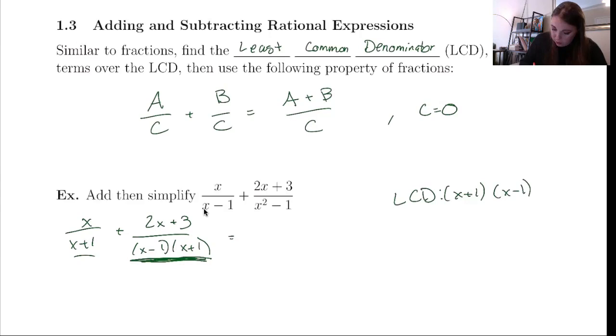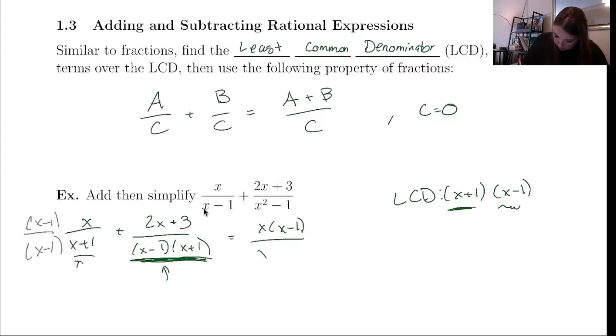Okay, great. This fraction right here, he has all of them. So I don't need to multiply by anything. This first fraction though, he has only x plus 1, so he's missing this one. So we're going to multiply by our fancy 1. So fancy 1, she'll be in purple, will be x minus 1 over x minus 1, right? So then I'll get x times x minus 1 over x minus 1, x plus 1, plus 2x plus 3 over x minus 1, x plus 1.